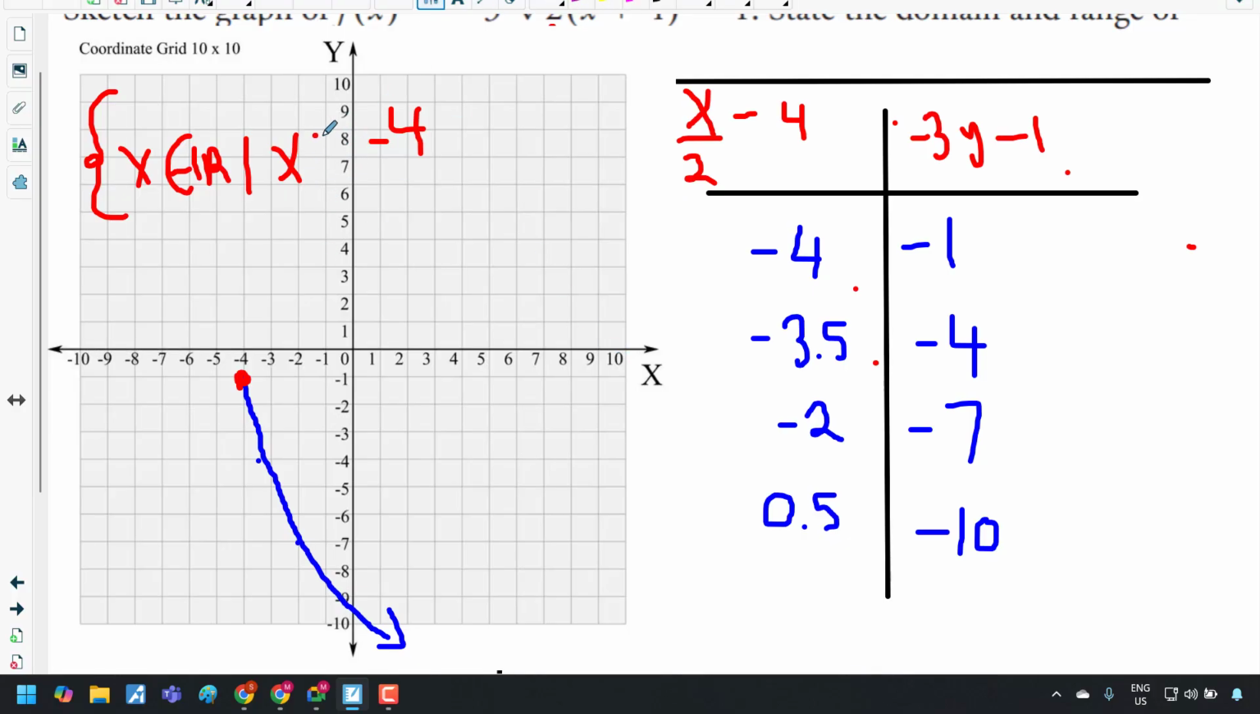And so x has to be greater than or equal to -4. Yes, because the function exists including -4 and on the right of -4. Perfect, so that's the domain. What about the range? Y belongs to all the real numbers such that y is what?